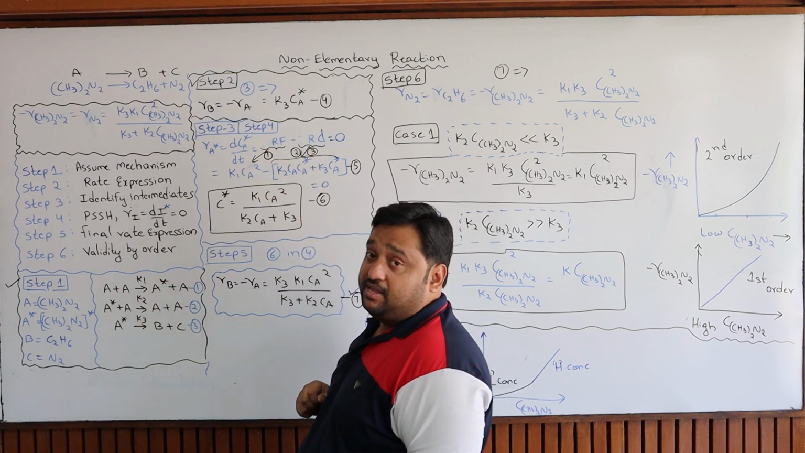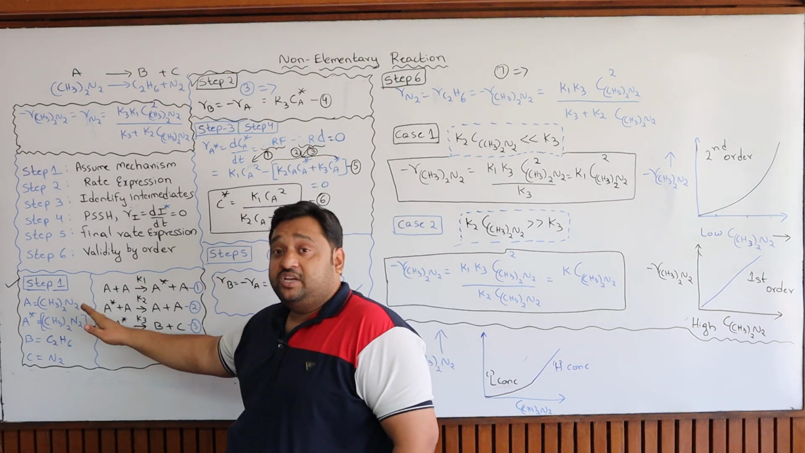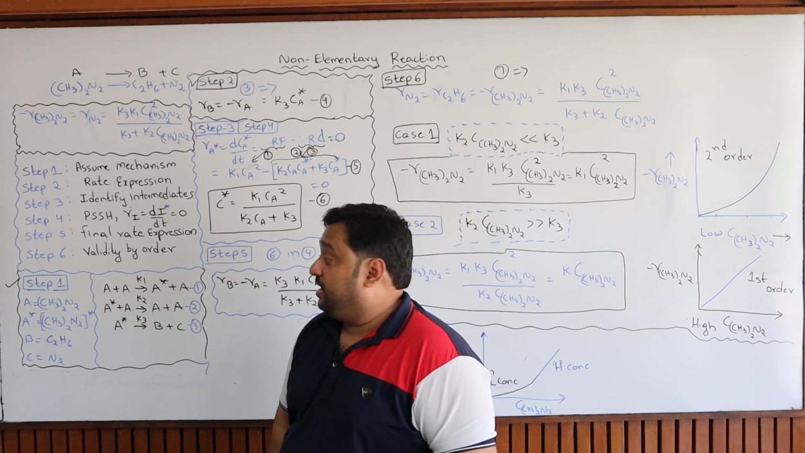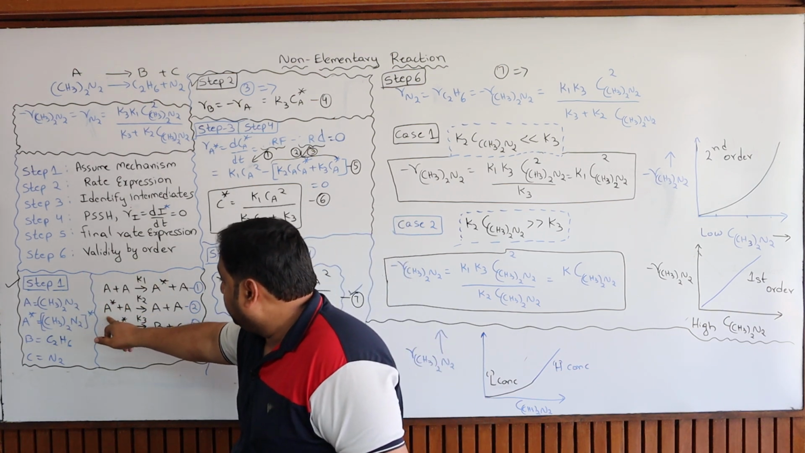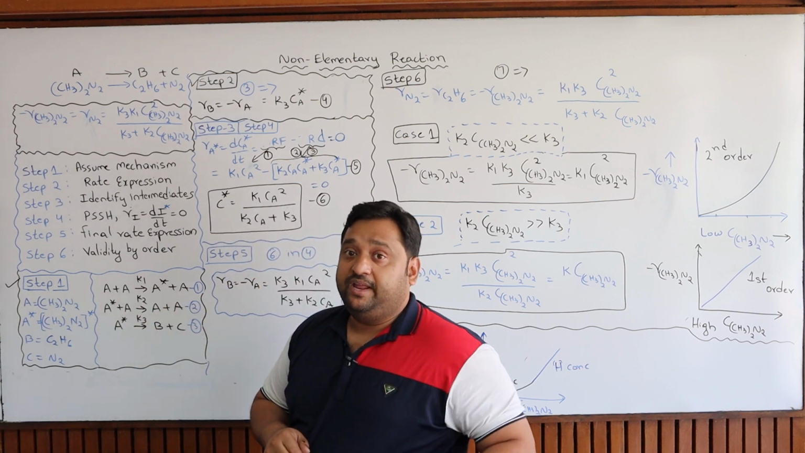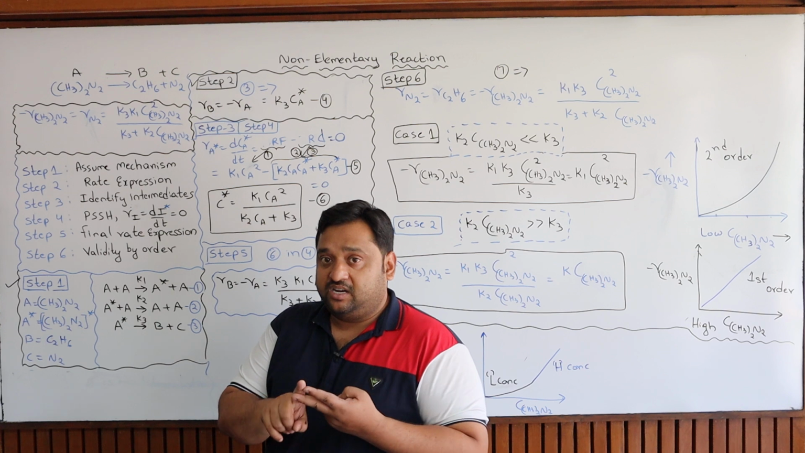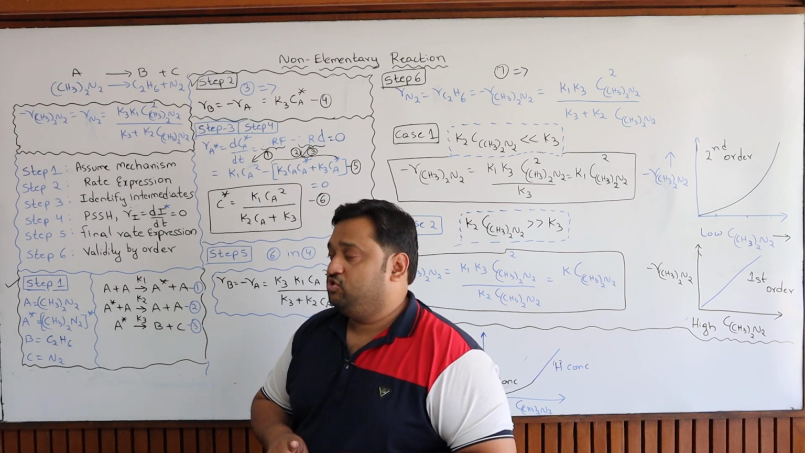In the second step, minus rate of decomposition. In which step is the decomposition happening? Look at the left hand side, the reactant side. In the second step it is decomposing, and in the third step it is decomposing. That means reaction number 2 and reaction number 3 help in the decomposition of this activated azomethane.